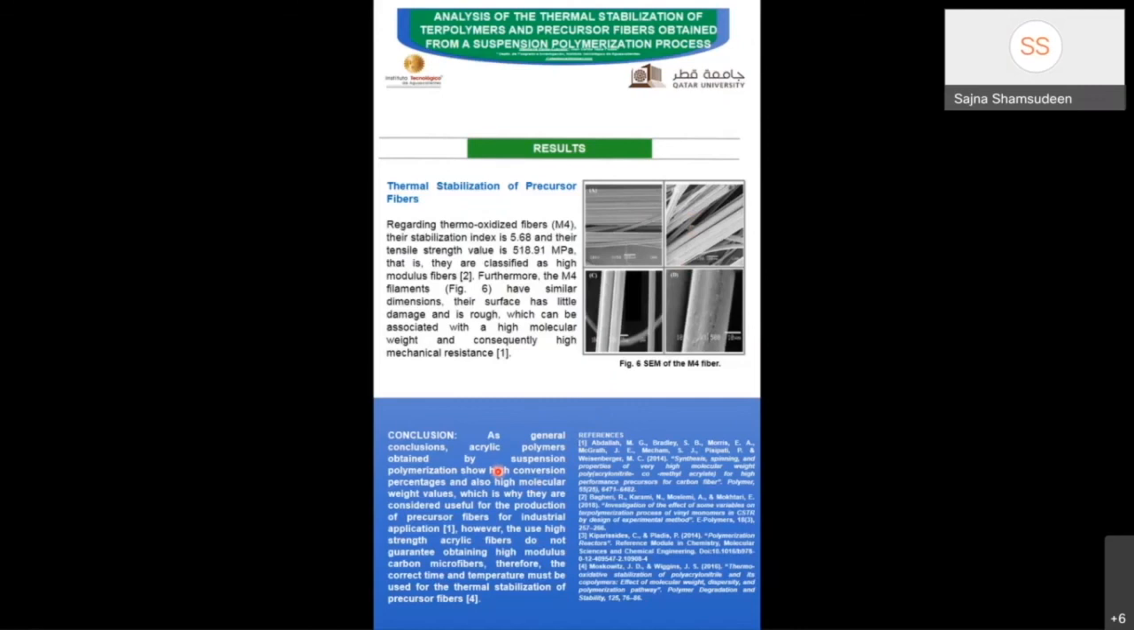As a general conclusion, acrylic polymers obtained by suspension polymerization show high conversion percentage and also high molecular weight values, which is why they are considered useful for the production of precursor fibers for industrial application. However, the use of highly oriented acrylic fibers doesn't guarantee obtaining high modulus carbon microfibers. Therefore, the correct time and temperature must be used for the thermal stabilization of precursor fibers.